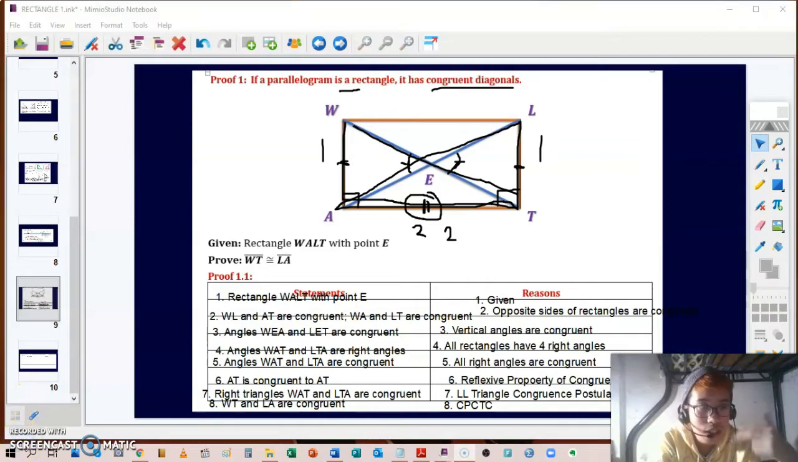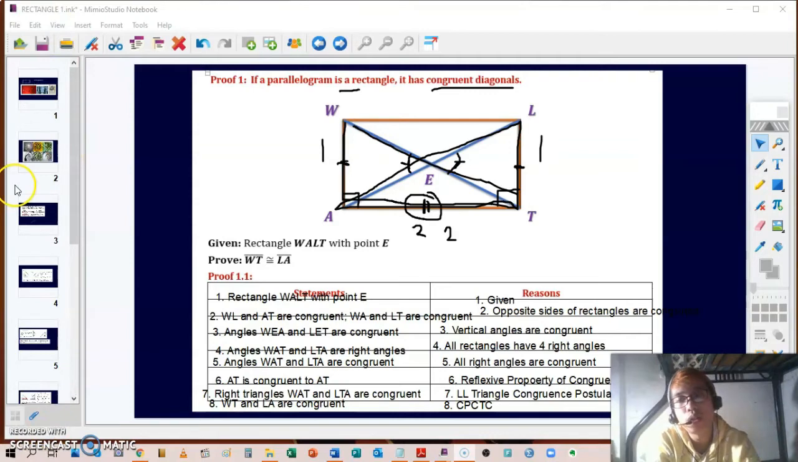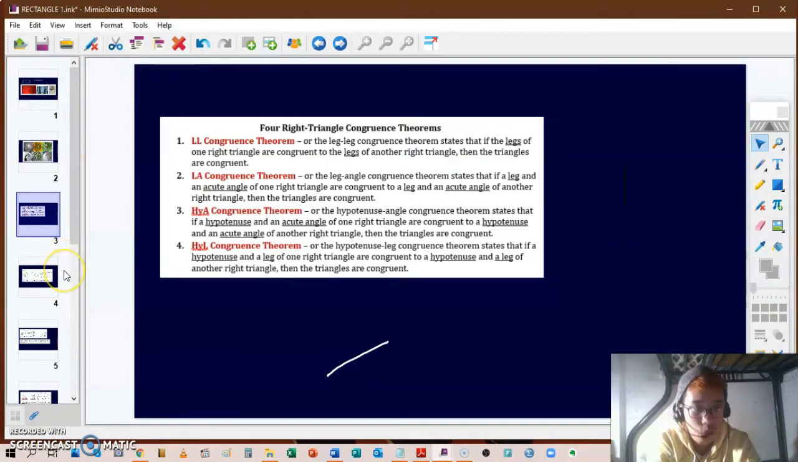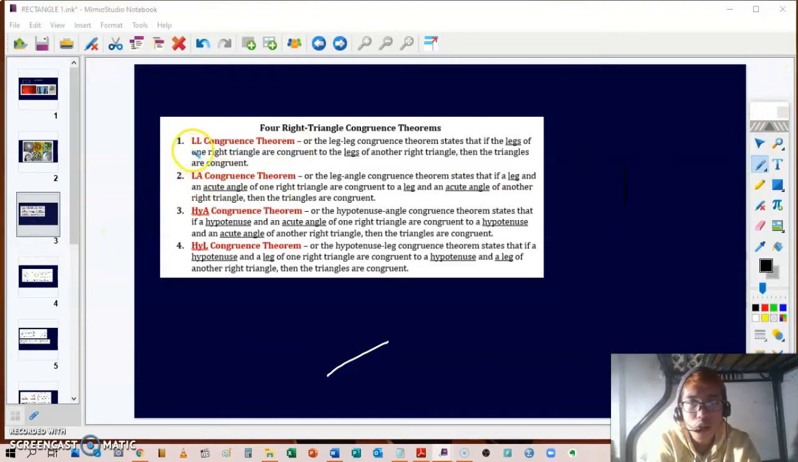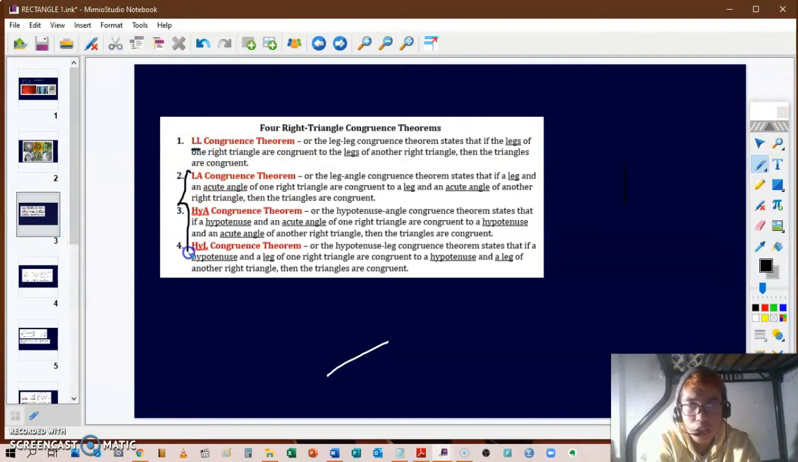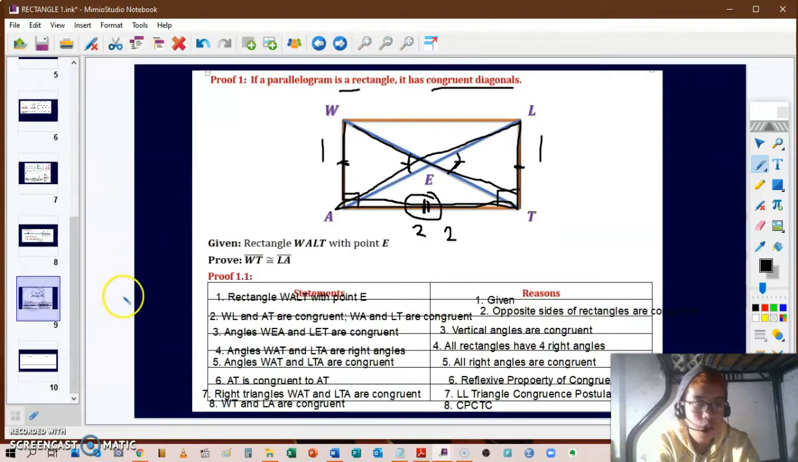So as you can see, that's just one of the applications of the right triangle congruence theorems. We have the LL, LA, HA and HL, and so far we've applied LL, and also we can apply the other right triangle congruence theorems in your future proofs.